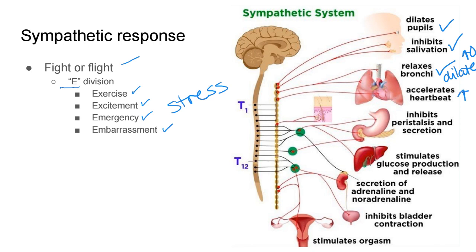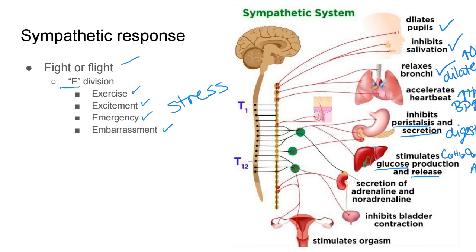So my heart rate's going to go up, right? Which in turn usually makes my blood pressure go up. Okay. I'm going to inhibit peristalsis and secretion. Basically, what this means is that I'm going to stop digestion. I'm not really going to be pushing food through my intestines. My body's not going to be putting its resources into breaking food down right now. However, I am going to put my resources into releasing glucose because remember, I need glucose and oxygen to get all the ATP that I need to have the energy to do whatever it is I need to do for this fight or flight response.